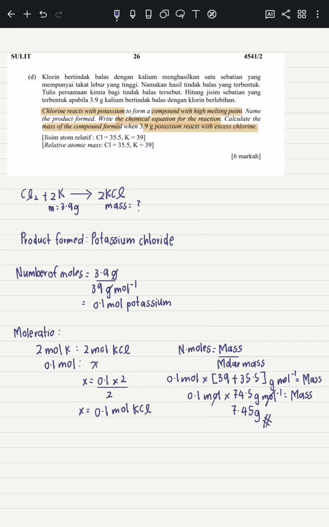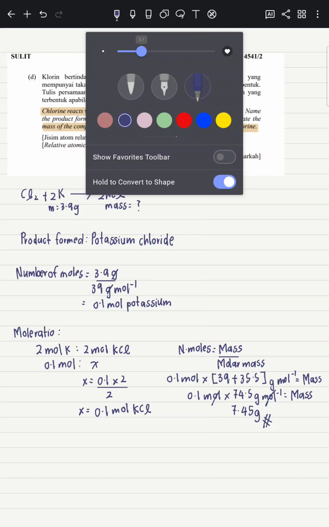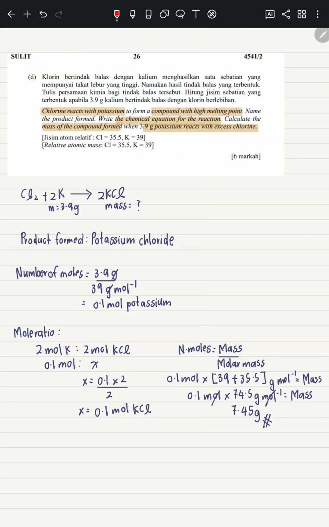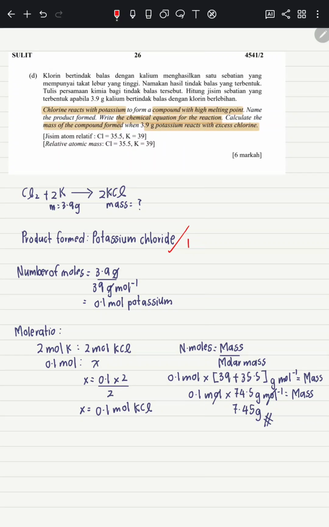Okay, so let me explain to you how we mark if we get a paper like this in your exam. So I'll use red pen. So the first mark will be allocated if the candidate managed to name the product formed correctly with the correct spelling. So potassium chloride, so I will see, okay, I have double S and the spelling for chloride is correct. Okay, I'll give 1 mark here.